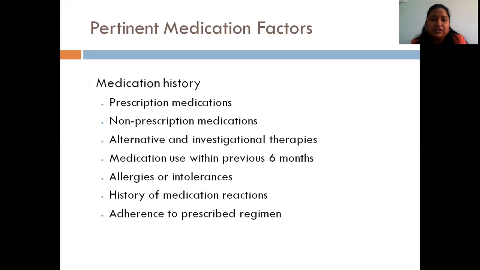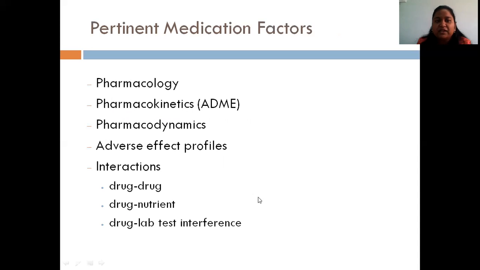So next is the pertinent medication factors, which is the medication history, in which you have to write all the prescription medications as well as non-prescription medications, other alternative or investigational therapy, or all the medication which has been used previously in the last 6 months, allergies, intolerance, and other history of medication adherence.